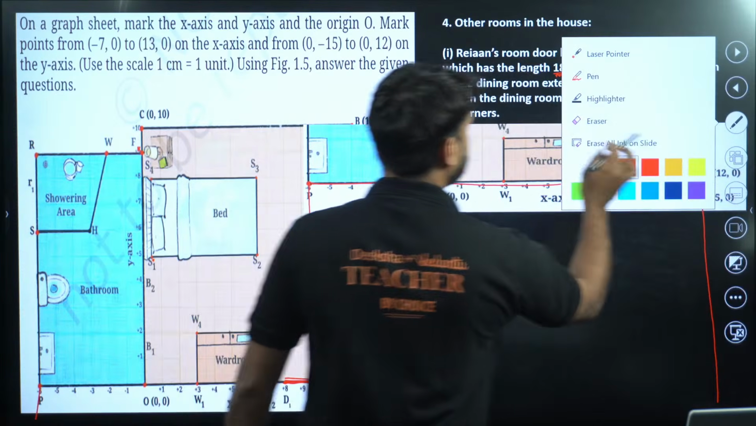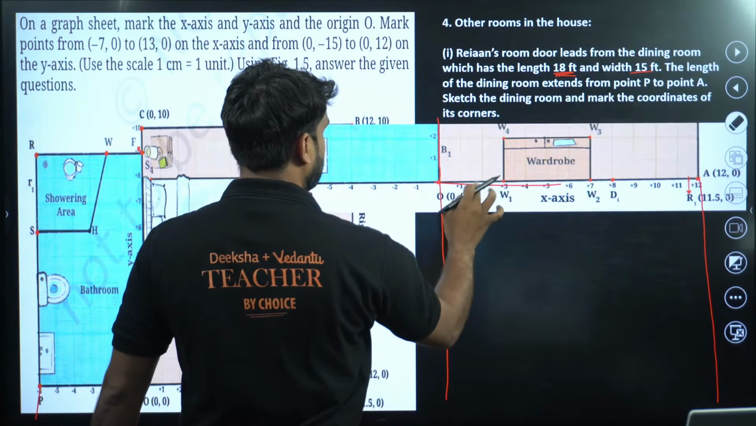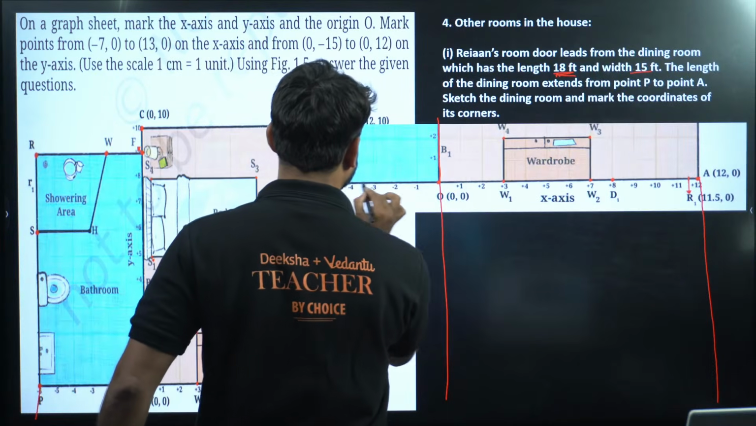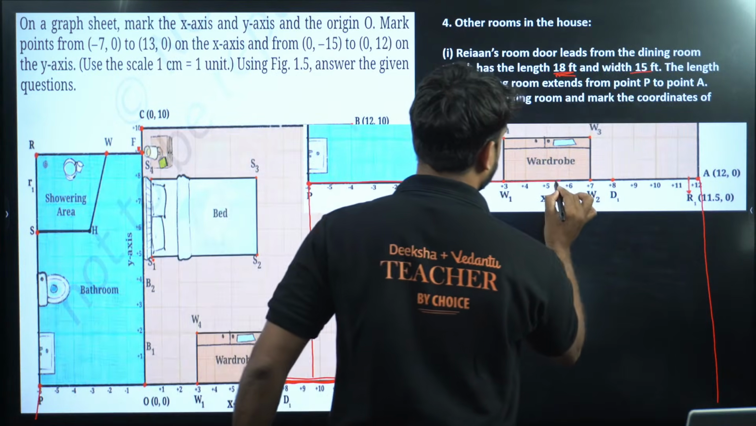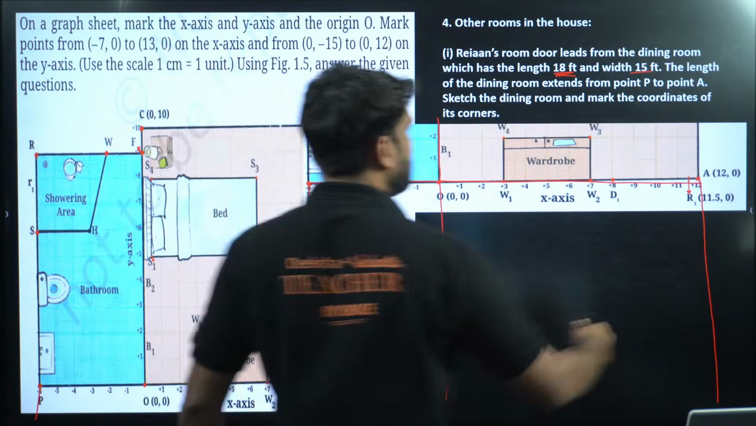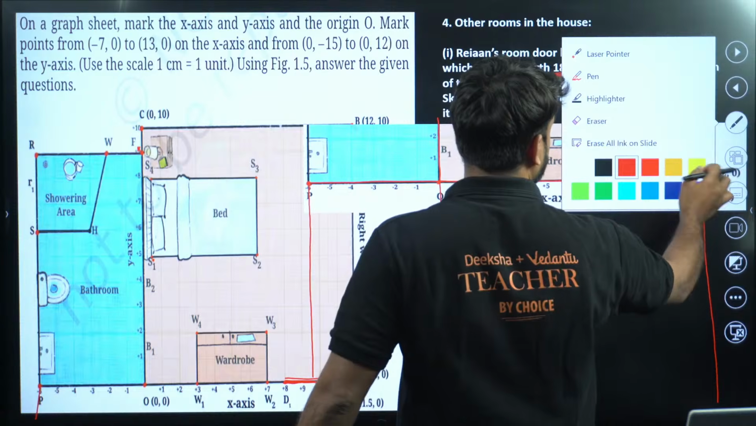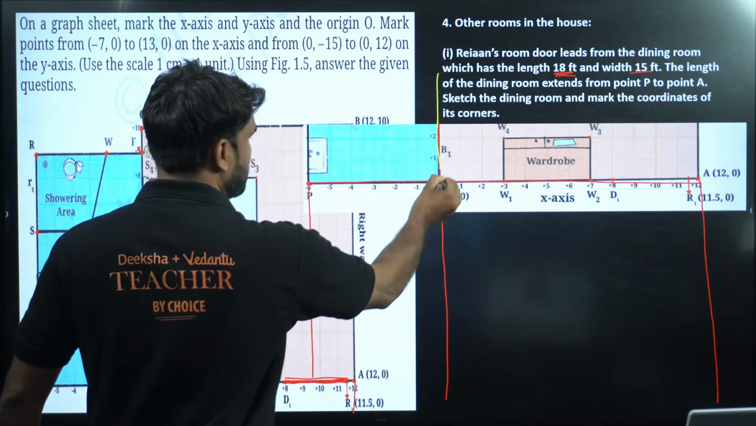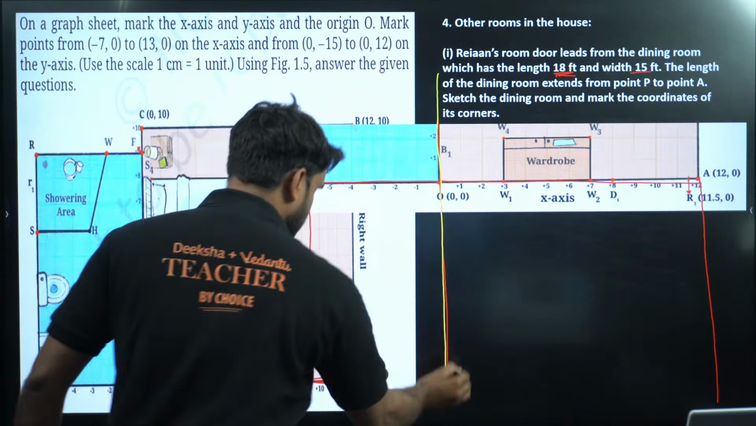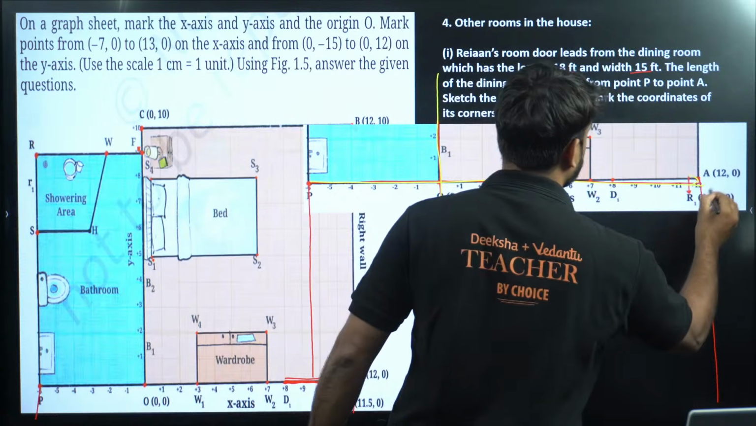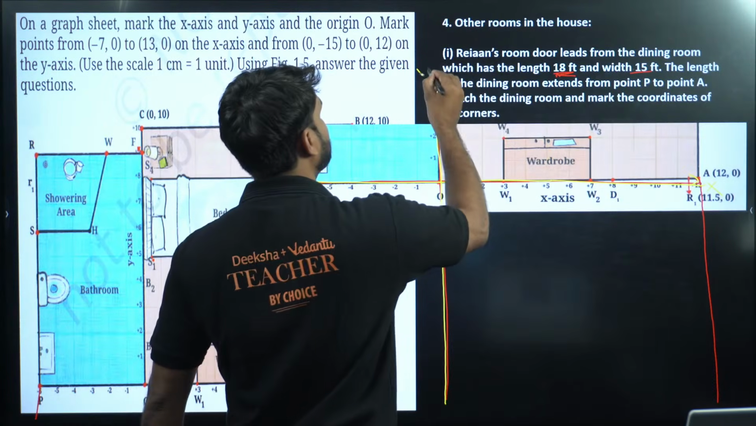So this is all about the dining room. This is the x-axis. Here is the y-axis, which is the wall of the dining room and bedroom also. Let me show you the yellow color for the x-axis and y-axis for your clarity. This is the y-axis here, and this is the x-axis. The yellow color is of the x-axis, and this is of the y-axis.